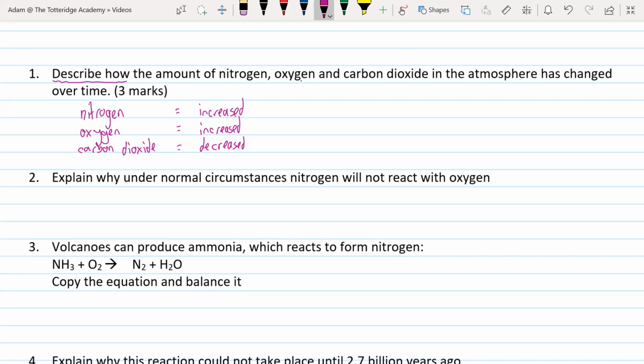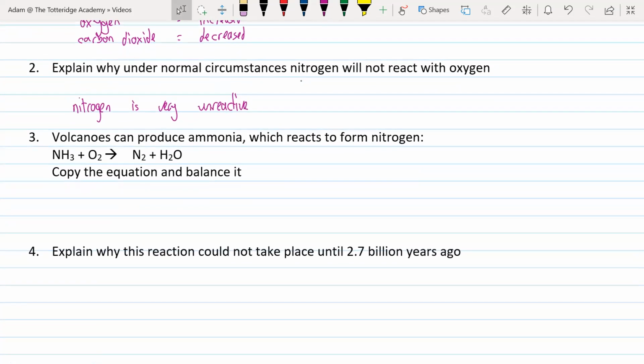Next up, explain why under normal circumstances, nitrogen will not react with oxygen. And the answer to that is, as we've discussed, nitrogen is very unreactive. Done. Volcanoes can produce ammonia, which reacts to form nitrogen. Copy the equation and balance it. Now, if you've got no idea how to balance an equation, that's absolutely fine. Fortunately, I've got your back. There is a video on Boxer's Shorts about balancing equations that employs Mr. Boxer's balancing box method, and it is beautiful. It works every single time. So make sure you go watch that video about balancing equations if you weren't sure how to do this.